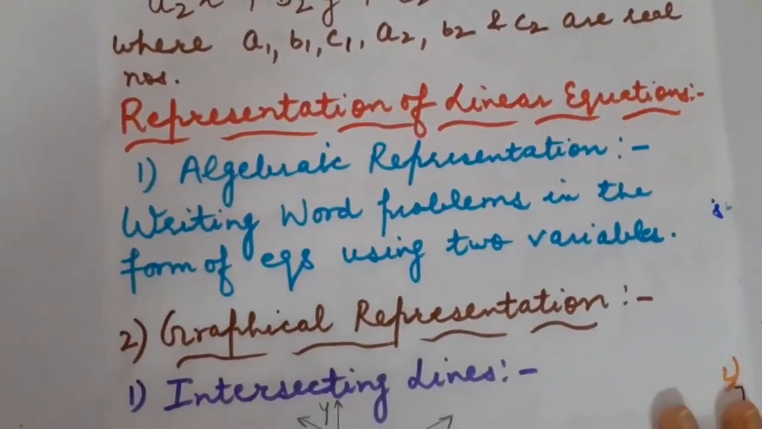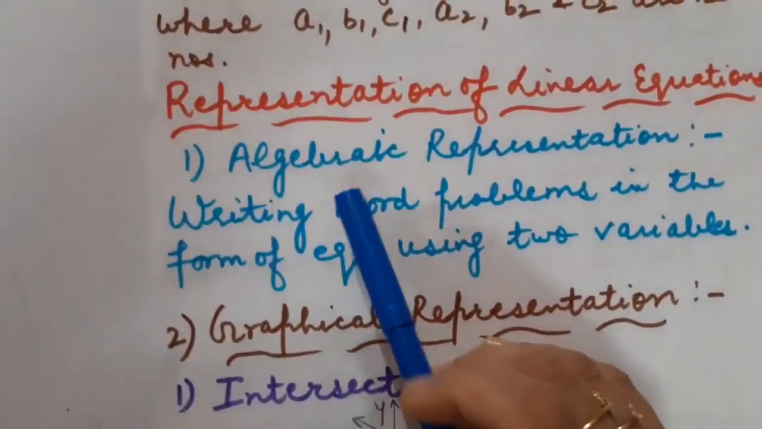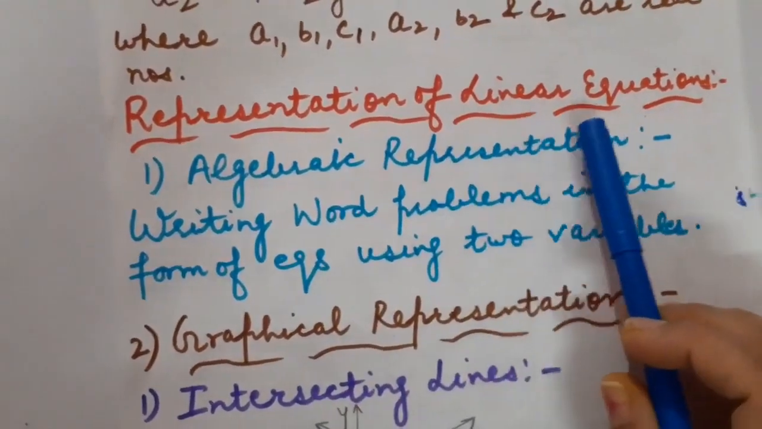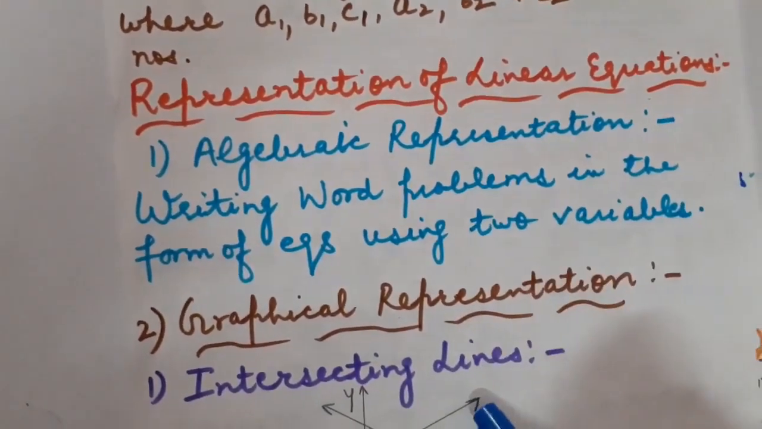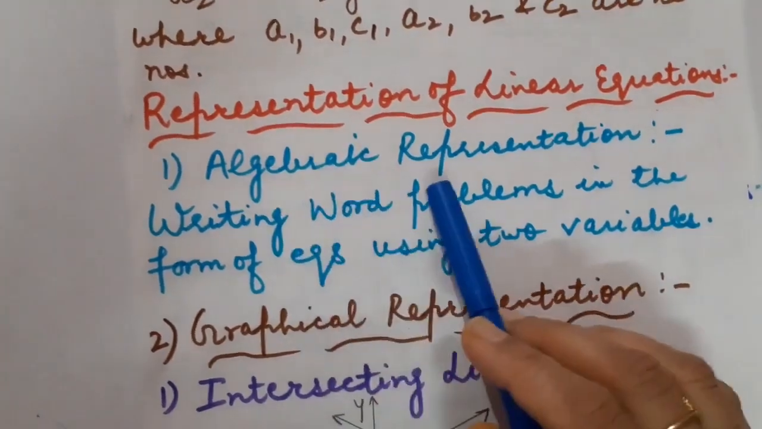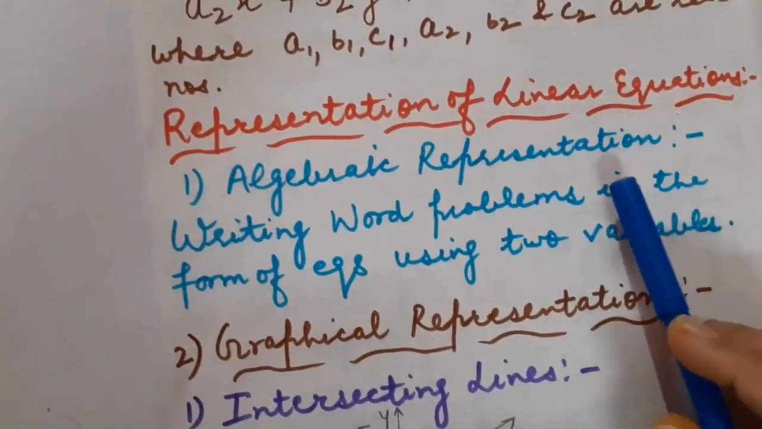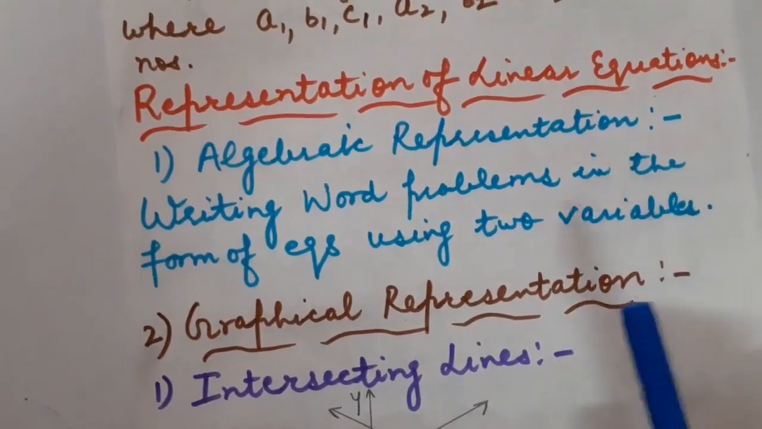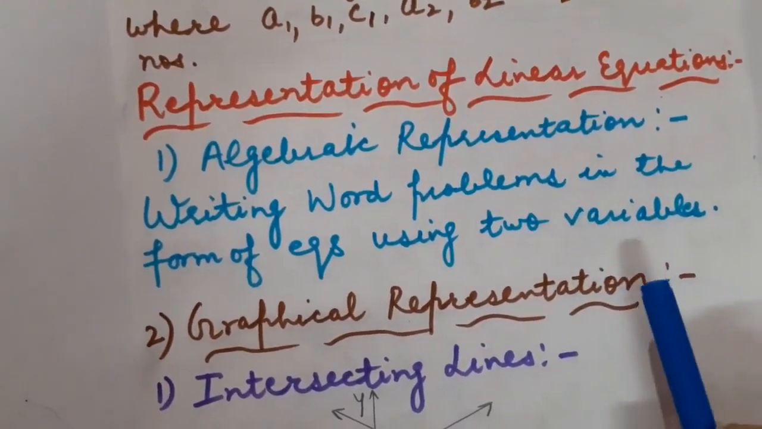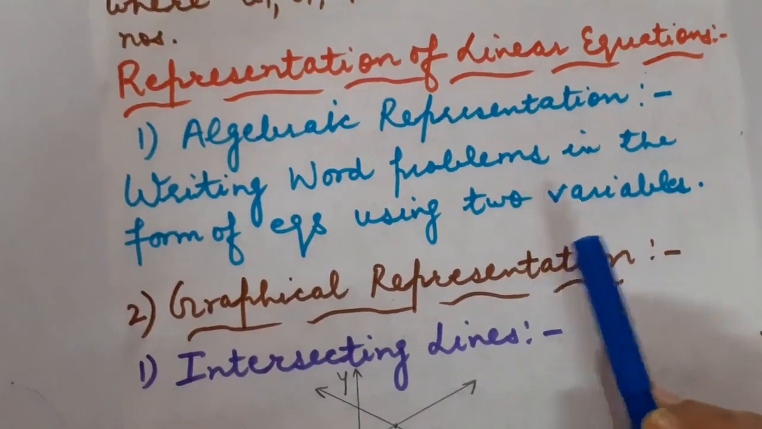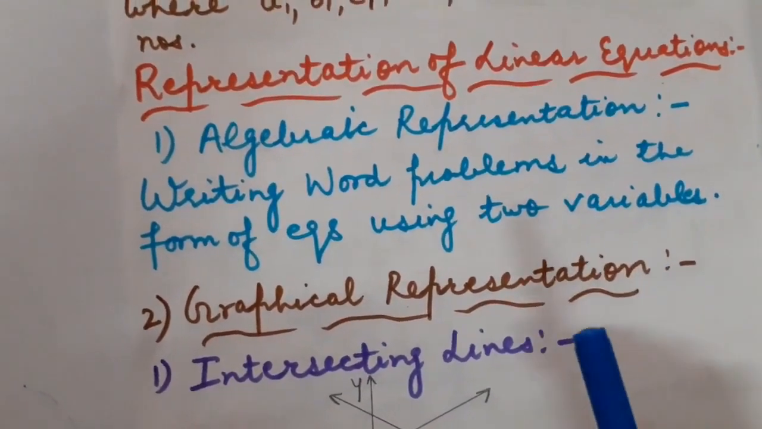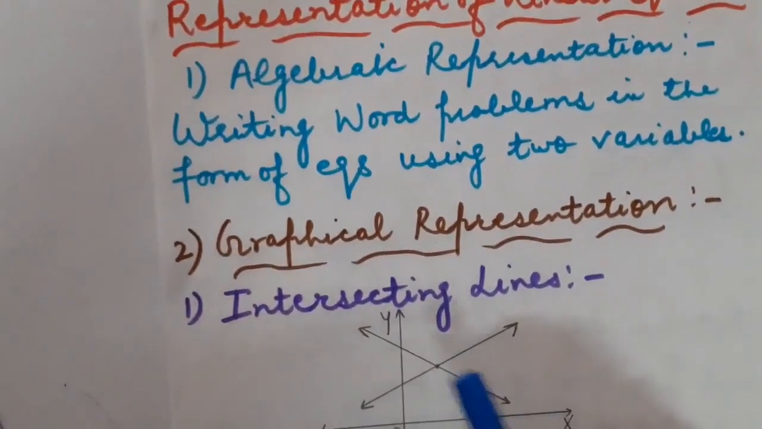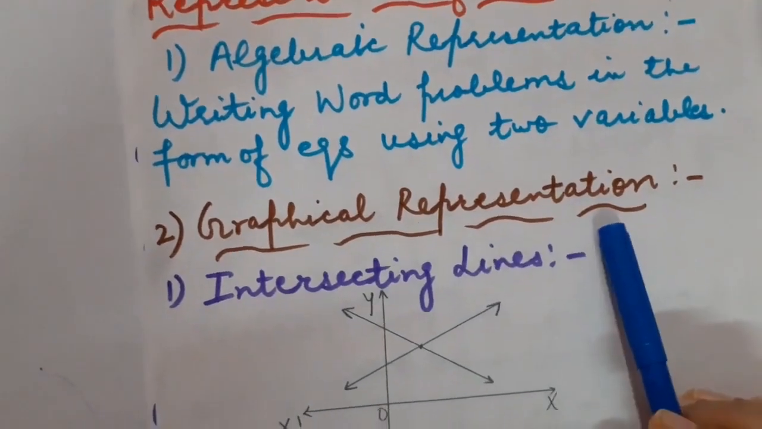In my previous video, children, I made you understand the representation of a pair of linear equations is of two kinds. Number one, algebraic representation. Whenever you have any kind of word problem given, using two different variables, you can form a pair of linear equations in two variables. Fine. The other one was the graphical representation.